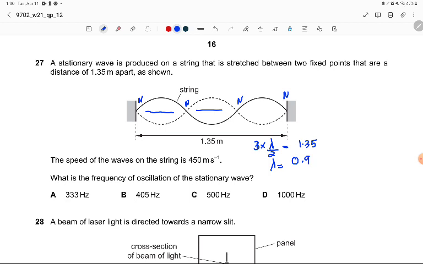So 450 is equal to 0.9 multiplied by the frequency. So 450 divided by the answer should give me around 500 hertz. So that gives me the answer. Let's move on to the next question.